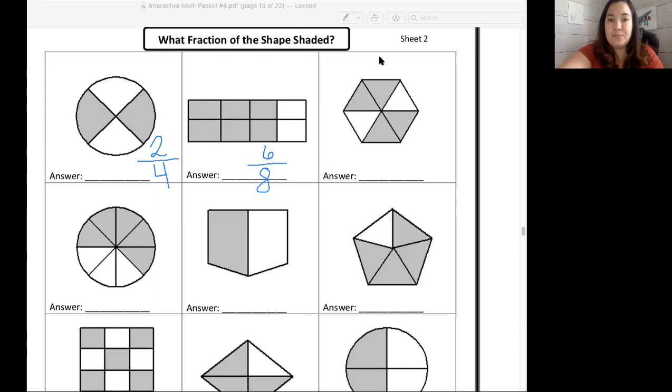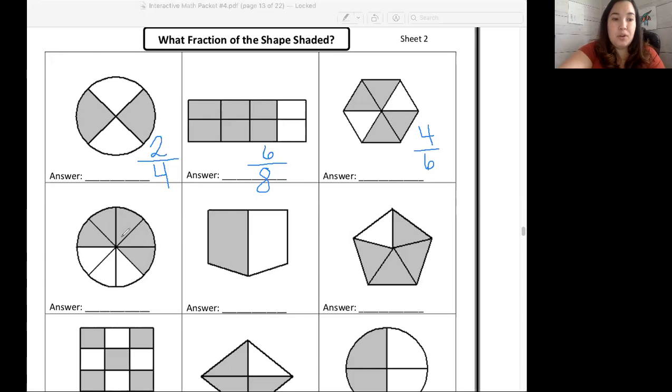Let's try this one. Count my whole number first, right? 1, 2, 3, 4, 5, 6 is my bottom number. And my top number is how many is shaded. How many are shaded? 4. Perfect. All right. If you would like to pause my video and do the rest on your own, you're welcome to. If you still feel a little bit unsure, I'm going to run through a couple more with you. I'm going to go a little bit faster.